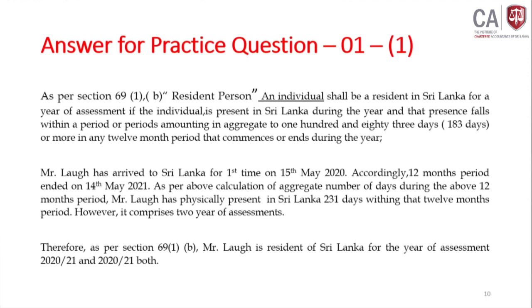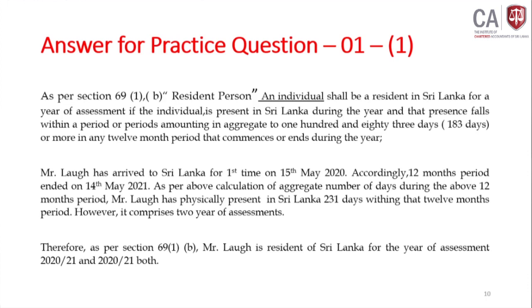Then come to the second para, the application to the given scenario. Mr. Love has arrived in Sri Lanka for the first time on 15th May 2020. Accordingly, the 12 months period ended on 14th May 2021. Done. As per the above calculation of aggregate number of days during the above 12 months period, Mr. Love has been physically present in Sri Lanka how many days? 231 days within that 12 months period. However, it comprises 2 years of assessment, 2021 and 21 and 22. Therefore, as per section 69 subsection 1B, Mr. Love is resident in Sri Lanka. Mr. Love is resident. That's the key determination of us.